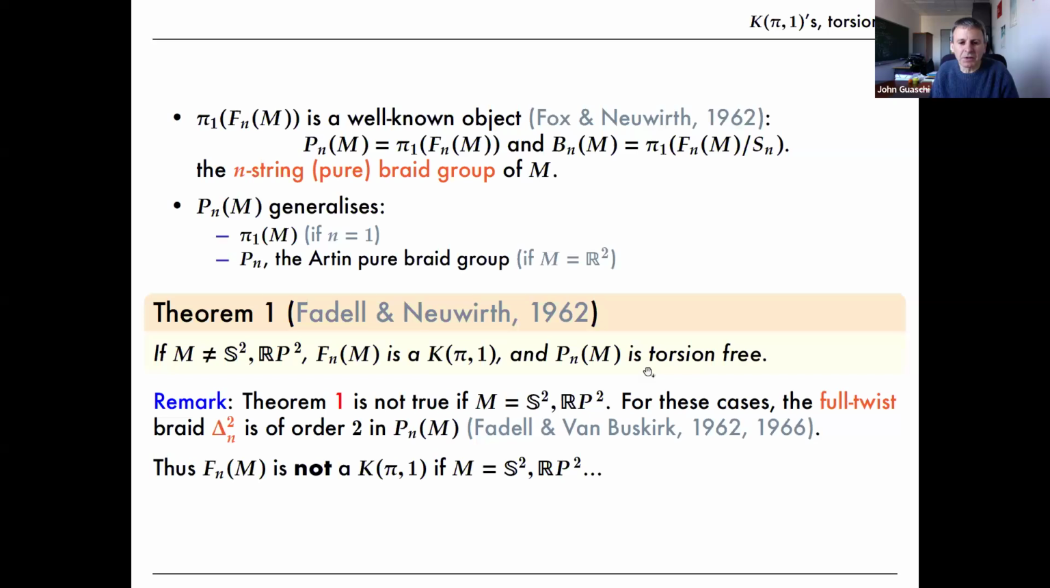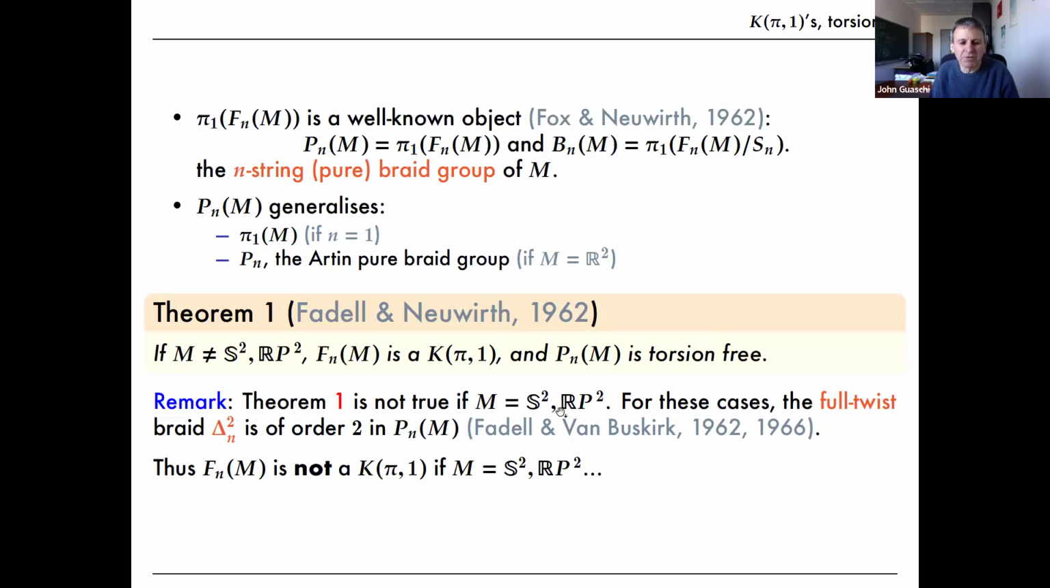So even for M different from the disk, people know there are lots of presentations known for these groups. And from an algebraic point of view, it's quite difficult to show that it's torsion-free, but this comes almost for free as a consequence of this topological construction.